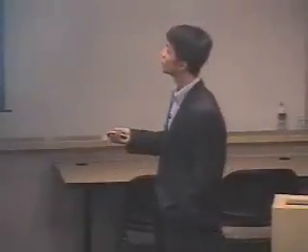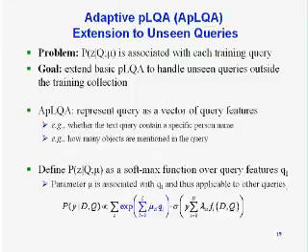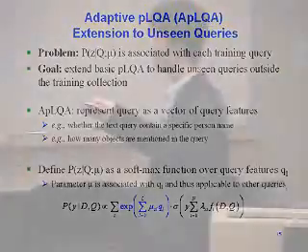And, I should go back. If we want to extend all these parameters to some unseen queries, it's impossible in these models. So we want to find some way to handle this problem, which is trying to extend the pLQA model to some unseen queries that are outside the training data. So here's how we do this. The new approach is called the adaptive probabilistic latent query analysis.